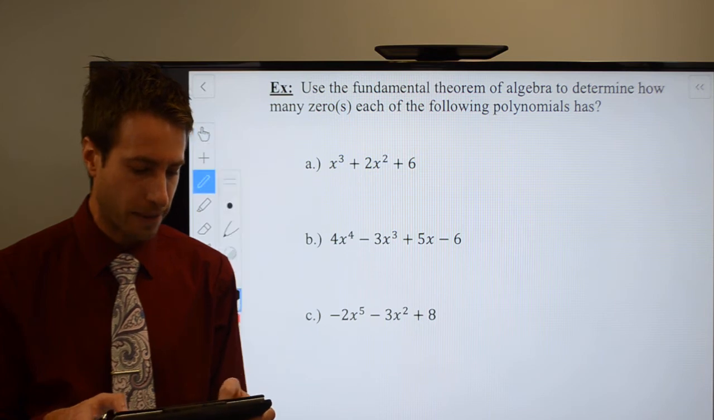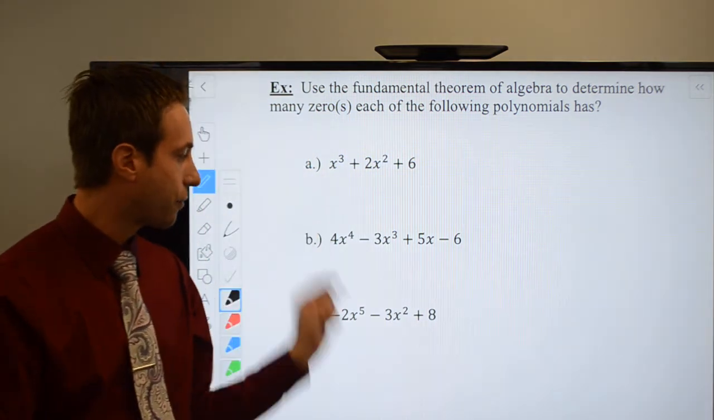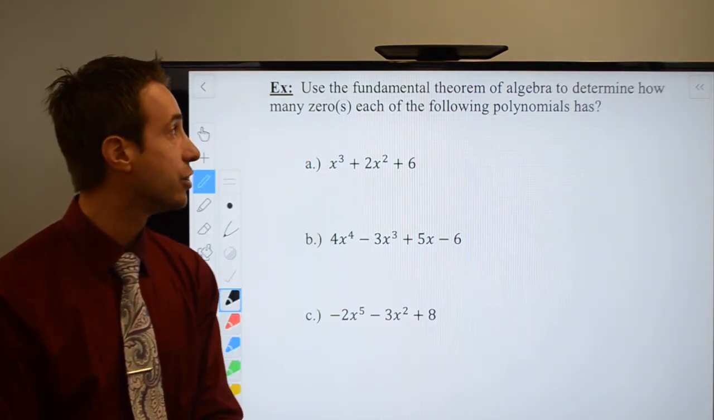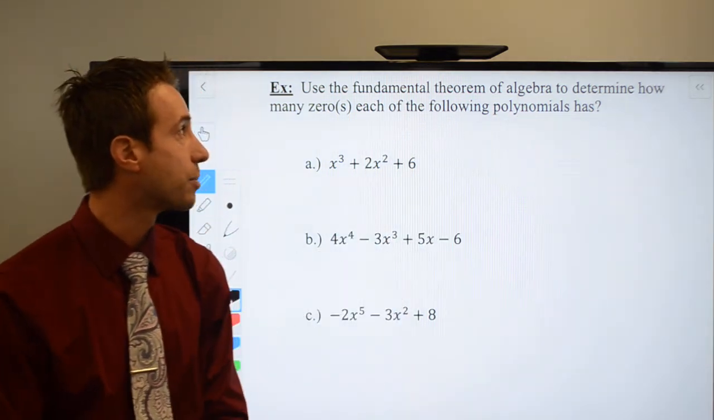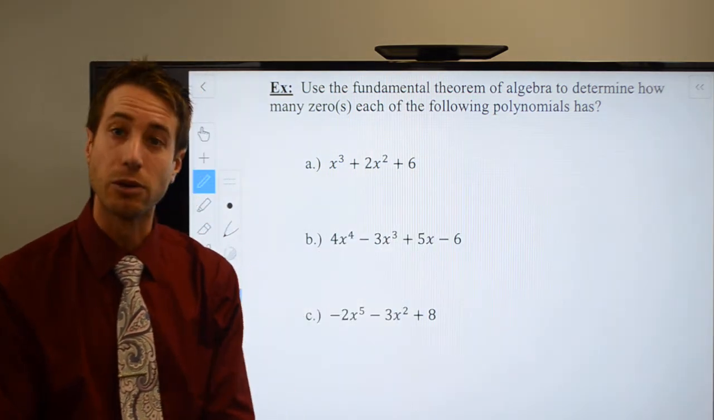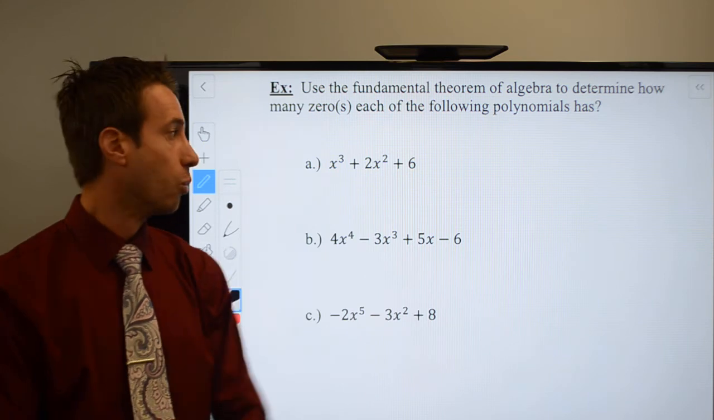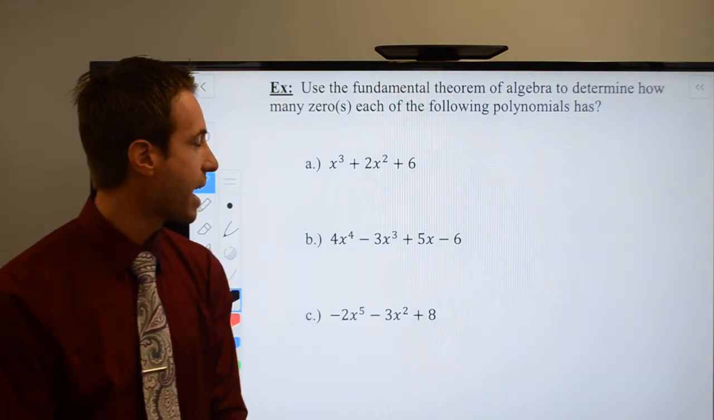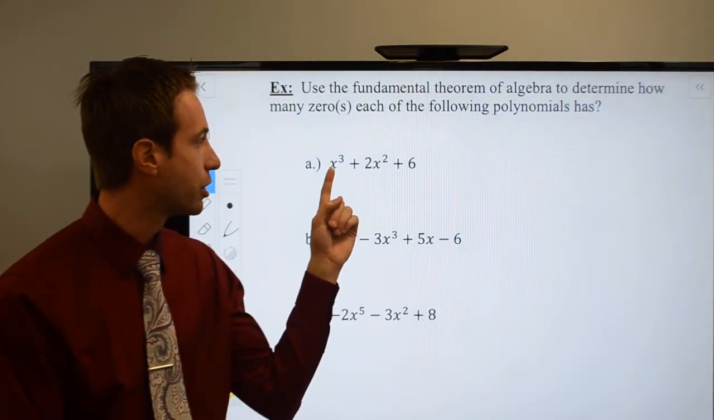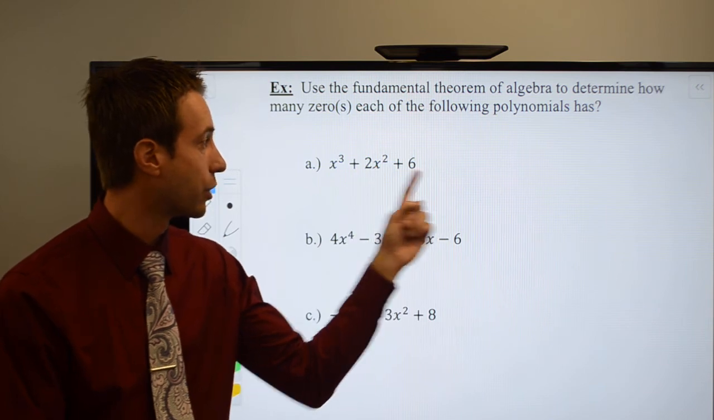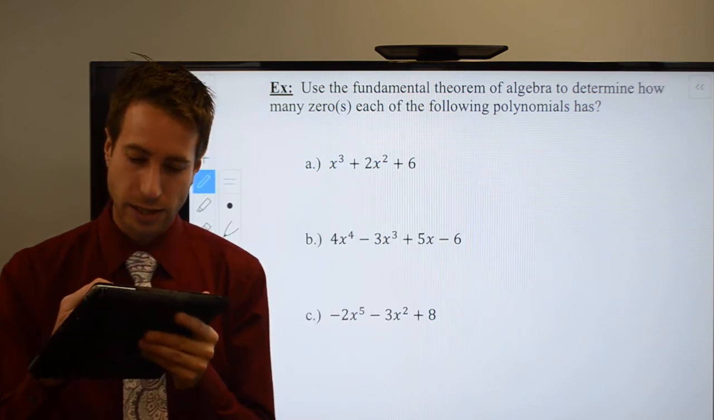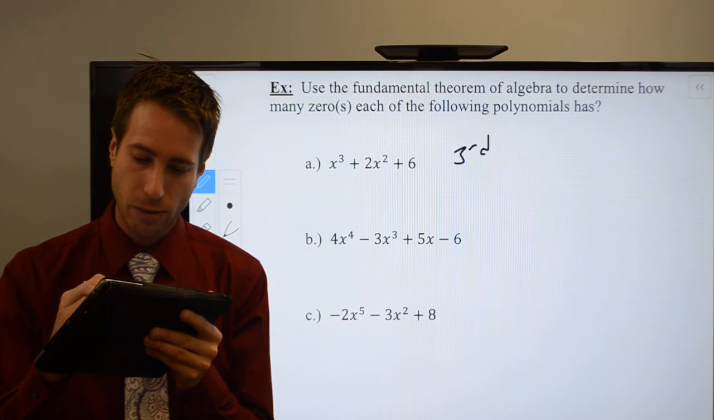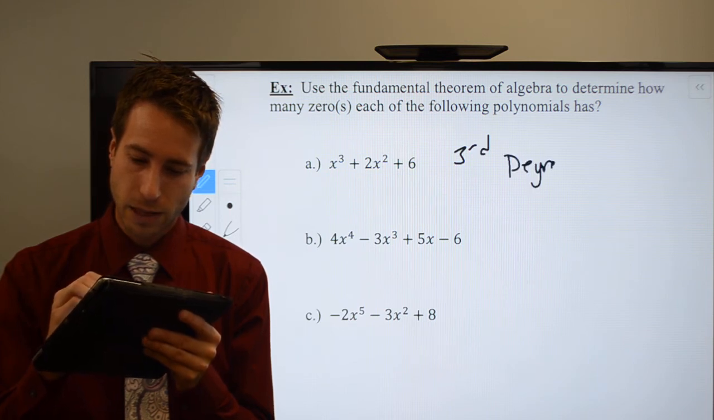So here's what I've got for you. I've got a number of different polynomials, and what I ask you to do is use the fundamental theorem of algebra to determine how many zeros each of the following polynomials will have. So take a look at the first one, and I recognize right away that's a third degree, second degree, 0 degree. Third degree wins, so this is a third degree polynomial, which means I will have 3 zeros.